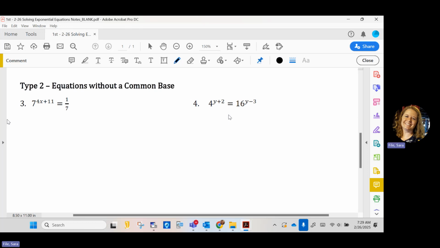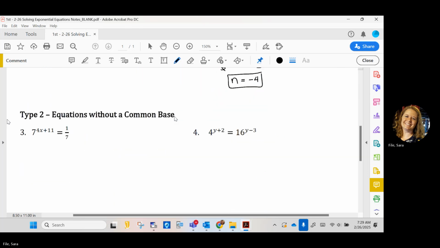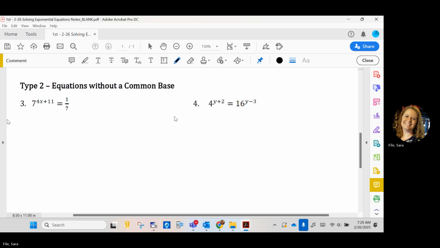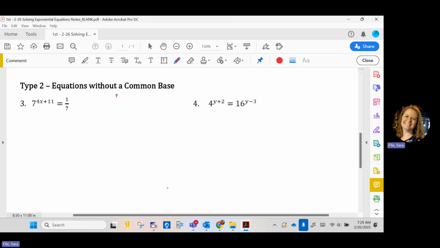So this is where it gets into the use of properties of exponents. Different color here is your negative exponent rule. Okay, remember, if you want to move a term within a fraction, you can by changing the exponent sign.